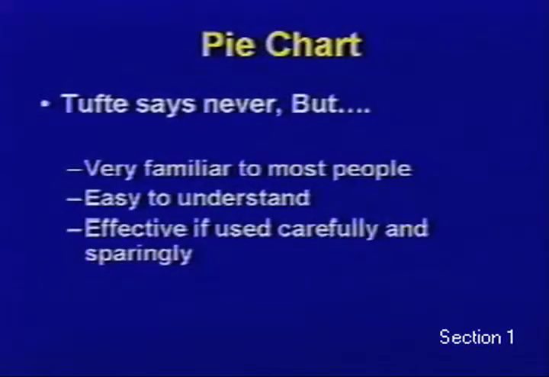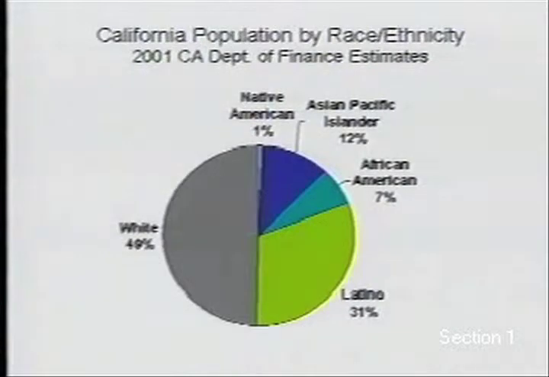Pie charts are another common type of chart. And I want to mention that Dr. Tufte says they should never be used. He thinks they have very low integrity for a number of reasons, but I don't quite agree. I think they are very familiar to most people. They're easy to understand. And they're effective if used carefully and sparingly, in my opinion. Here's an example of a simple pie chart where we see the distribution of the California population by race and ethnicity. And it's easy to see very quickly that most of the population is white, a very small proportion is Native American, etc. It's a quick communication of that piece of information.